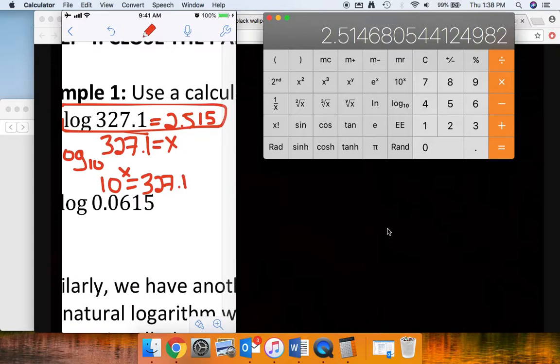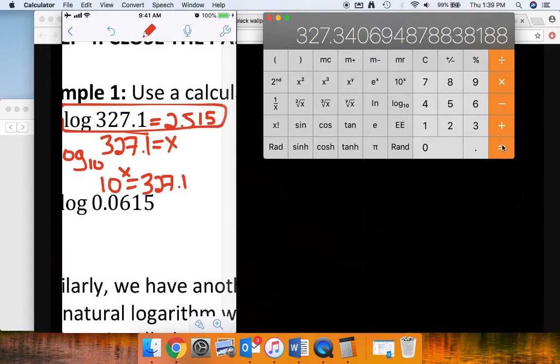But just knowing what it means, what you found, it means that 10 to the 2.515 power is going to be... that doesn't sound right. Did I enter that right? 327.1 log. All right, let's try it. 10 to the 2.515. Hey, look at that, it is. Even I was concerned for a moment. Sorry about that, need to trust myself more. So, that's what I just found.